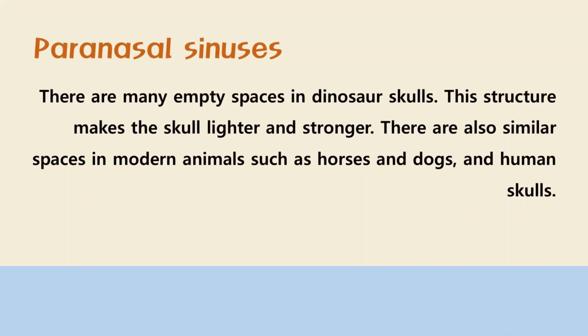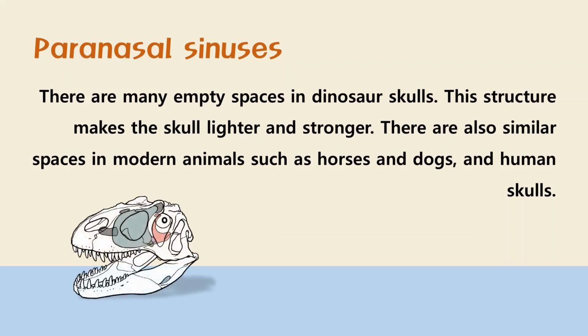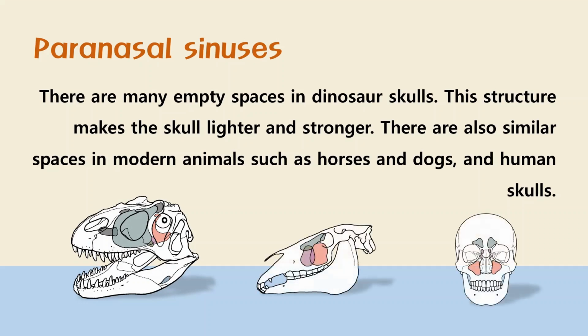Paranasal sinuses. There are many empty spaces in dinosaur skulls. This structure makes the skull lighter and stronger. There are also similar spaces in modern animals, such as horses and dogs, and in human skulls.